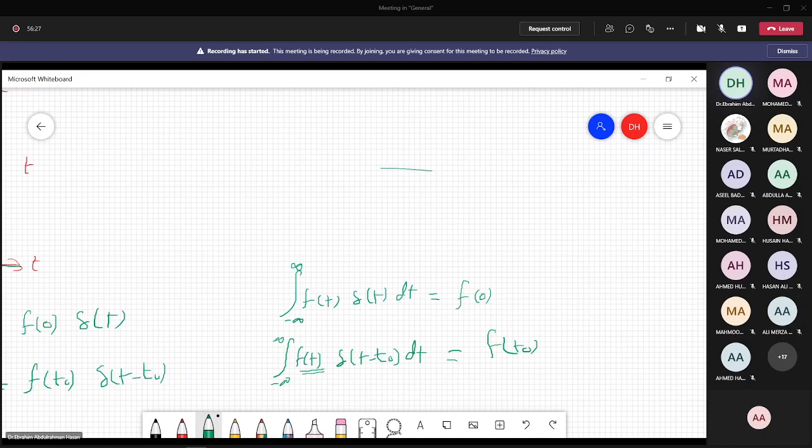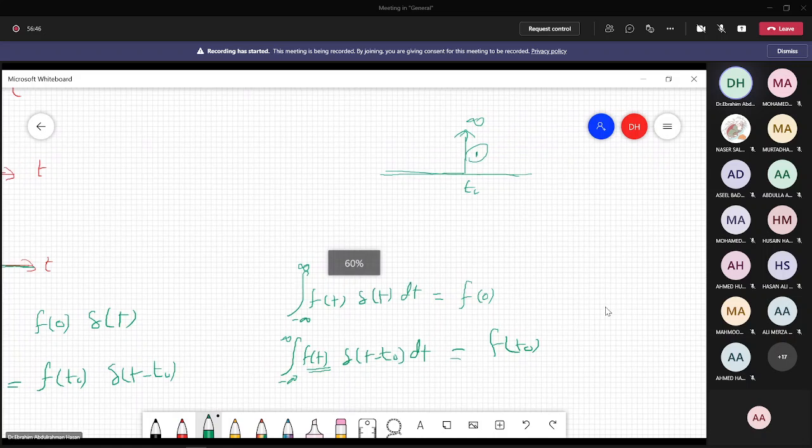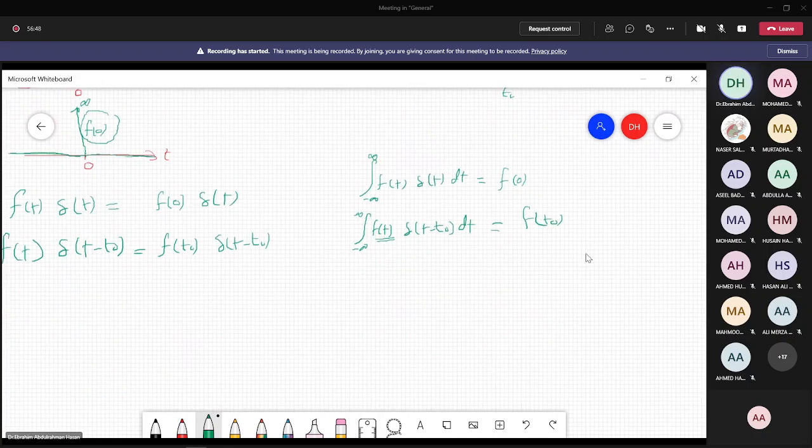Okay, so this is at t naught, so all of this equals 0, so the strength equals 1. The total area under the curve equals the strength of the impulse, which is equal to 1. Any question?